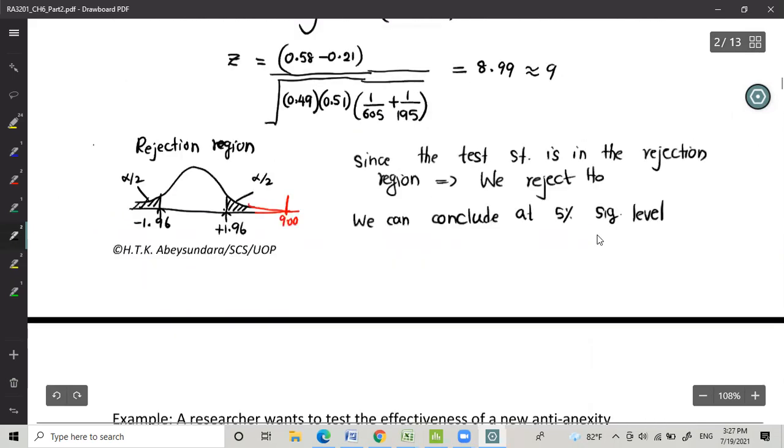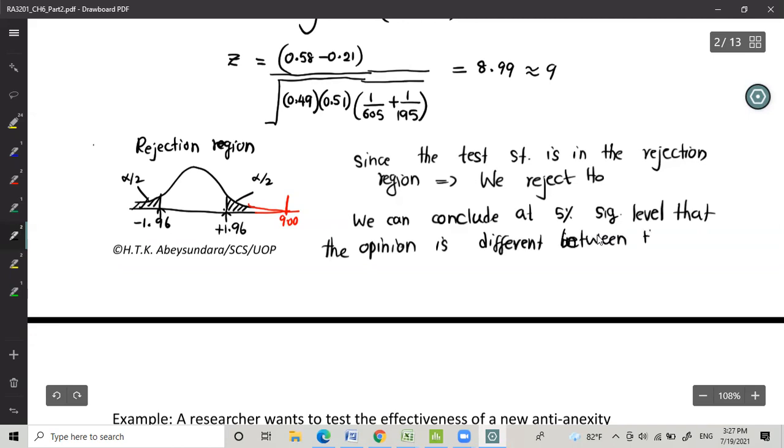That means their opinions are different. The opinion is different between the two groups. Let's say smokers and non-smokers.